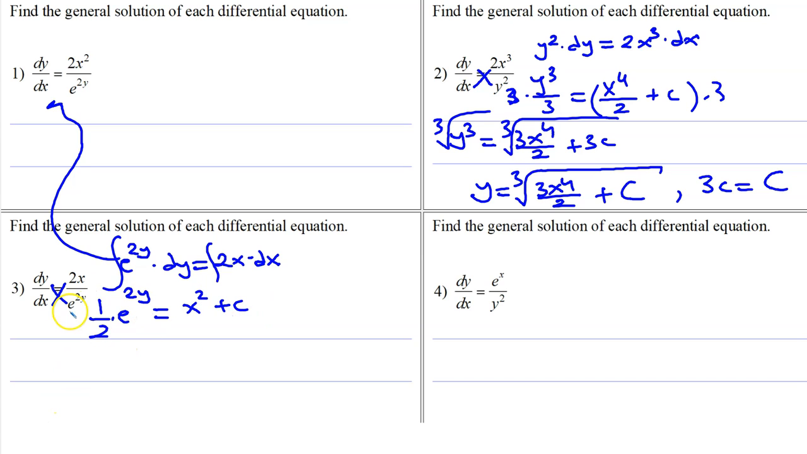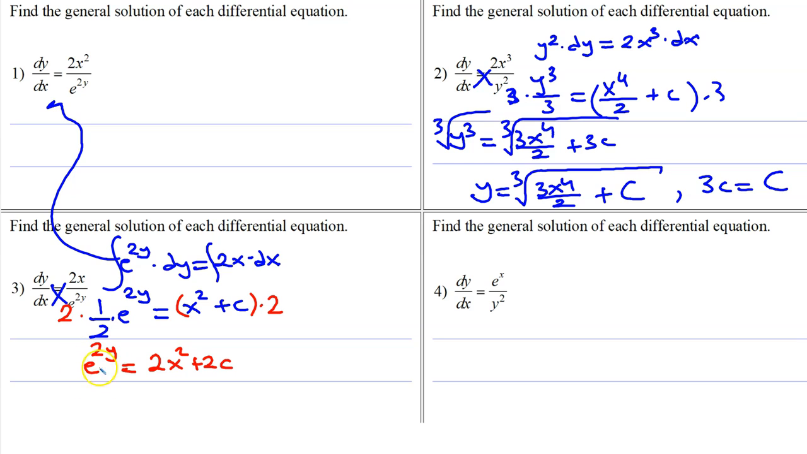So we need to remove this 1/2. So basically I'm going to multiply each side by 2. So when I multiply each side by 2, what I'm going to get is e to the power of 2y equals 2x squared plus 2c.